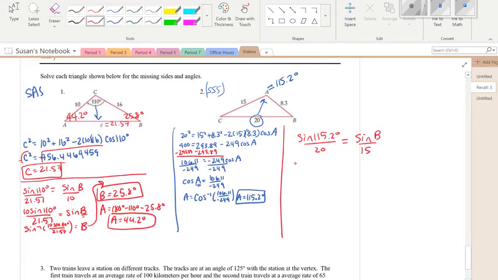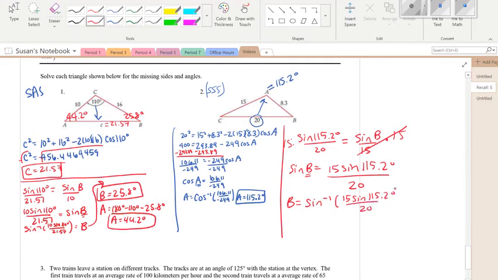So we get the sine of b is equal to, multiply both sides by 15. That cancels that out. So the sine of b is equal to 15 times the sine of 115.2 degrees divided by 20. So to get b by itself, you have to use the sine inverse. So b is equal to the sine inverse of 15 times the sine of 115.2 degrees divided by 20. Plug that into your calculator, and if you plug it in correctly, you should get 42.7 degrees.